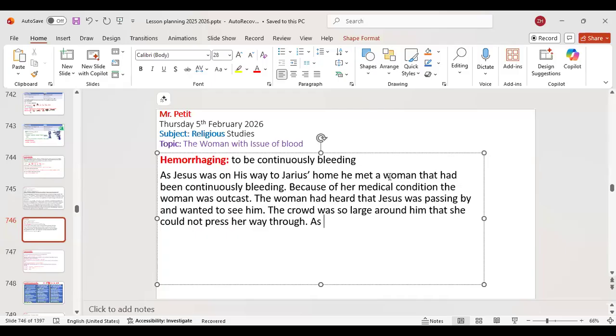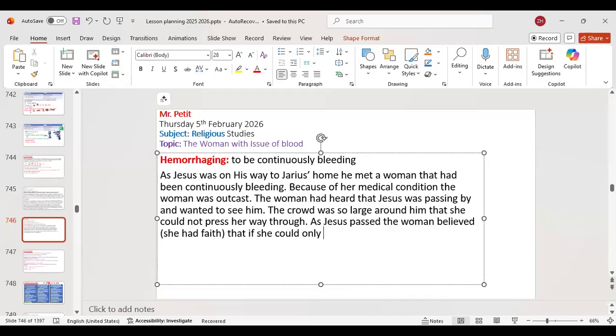As Jesus passed, the woman believed. Now, what's another word for believe? The woman believed, or she had what? Faith. Very good. Trust. She had faith, or she had trust, right? Hope that if she could just touch his garment. Yes, if she could touch the hem of his garment.